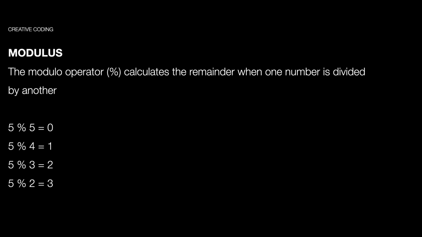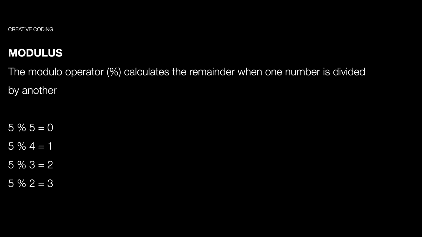So we've actually already used modulus in the previous video. We used it kind of to create a timer, as a shortcut to do it. When you see this percentage sign, that's how you know we're using this concept, modulus. It basically calculates the remainder when one number is divided by another. So here are some examples. 5 modulus 5 is 0, the remainder is 0. 5 modulus 4, the remainder is 1, and so on and so forth.